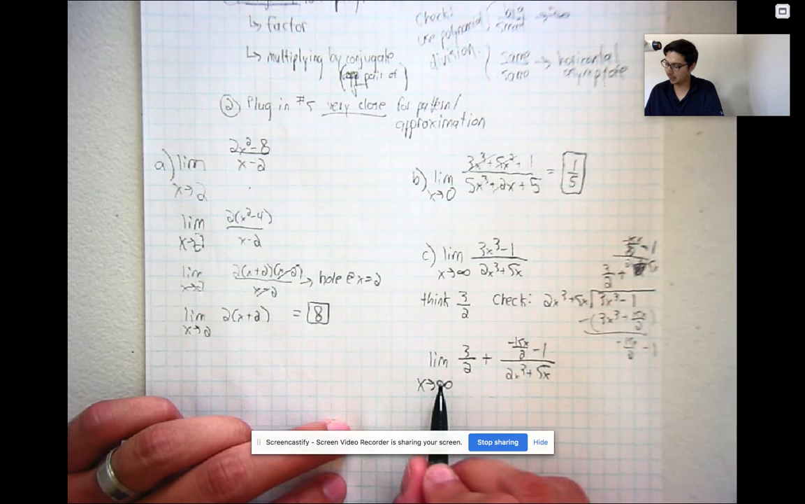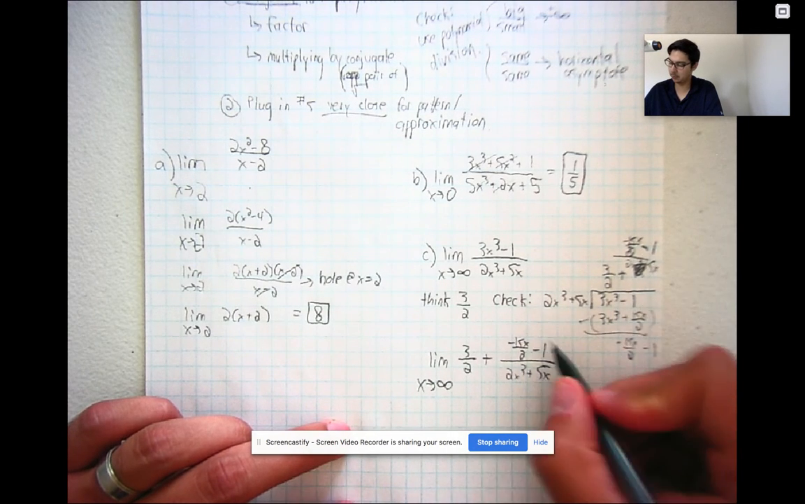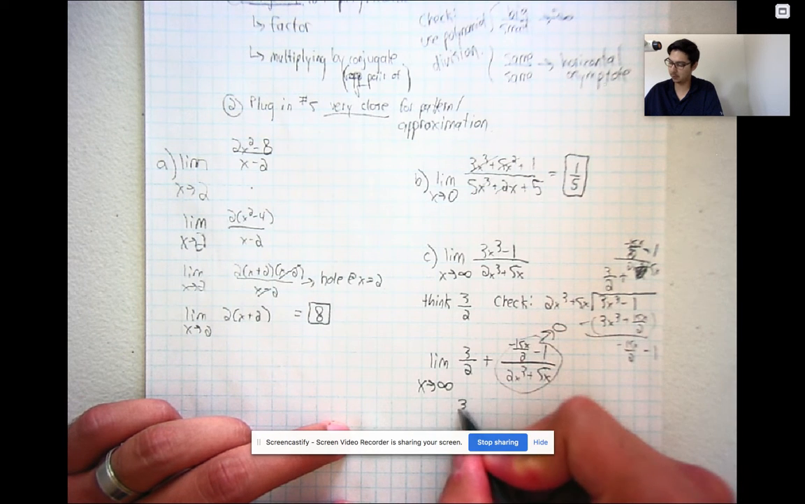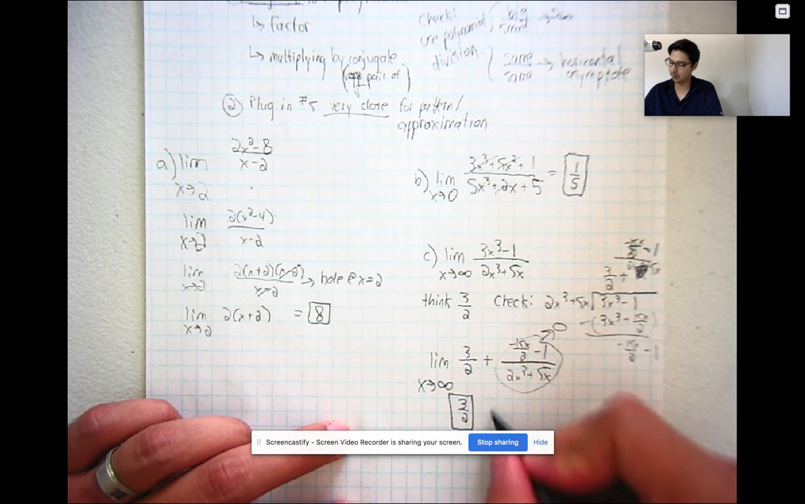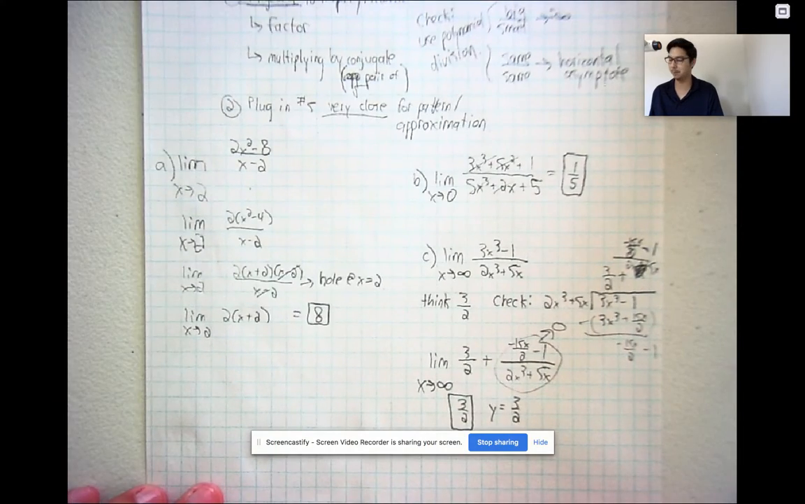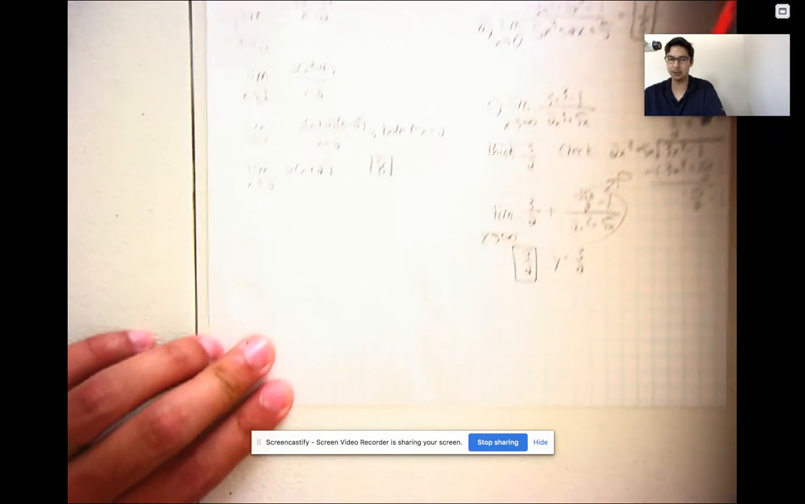Which, if we plug in infinity now, well, now we have small over big, which will approach 0. And we're just left with 3/2, in which our guess was correct. So this will approach the horizontal asymptote y equals 3/2, and that's great. Okay. Let's look at a few more scenarios that you might get.